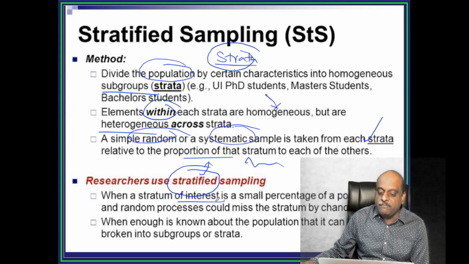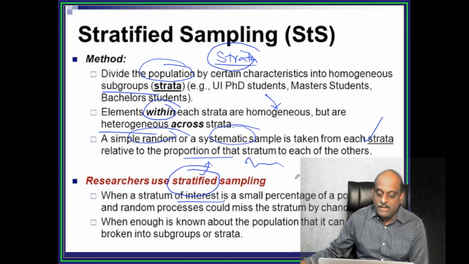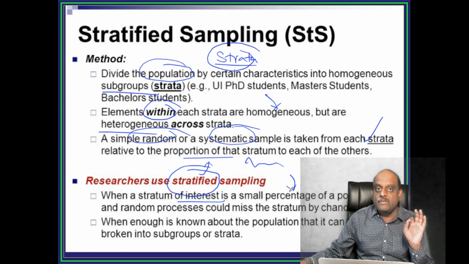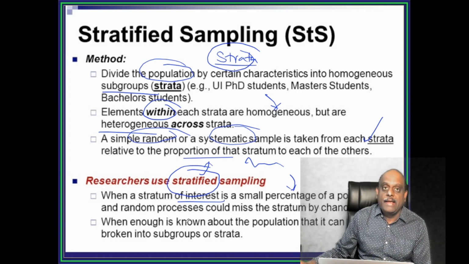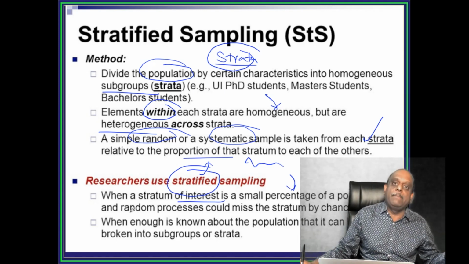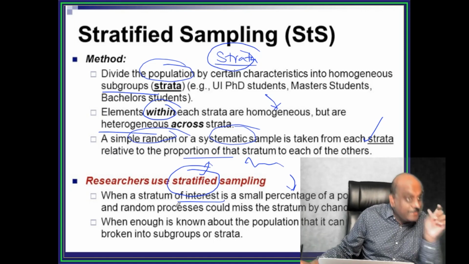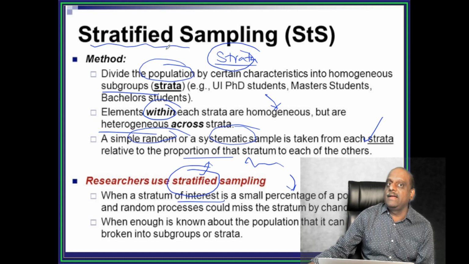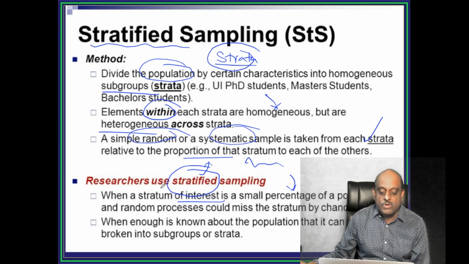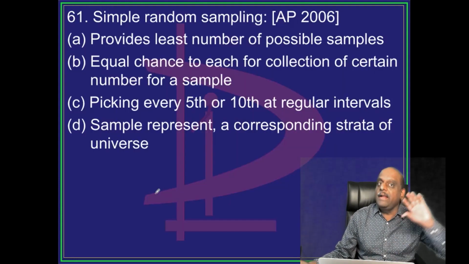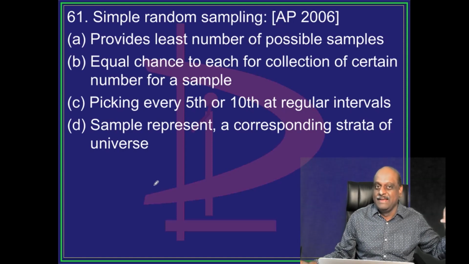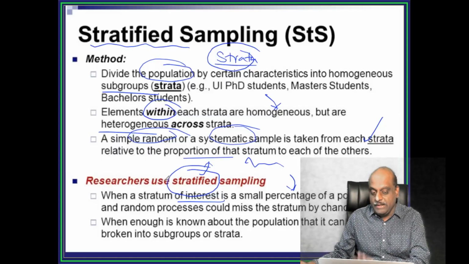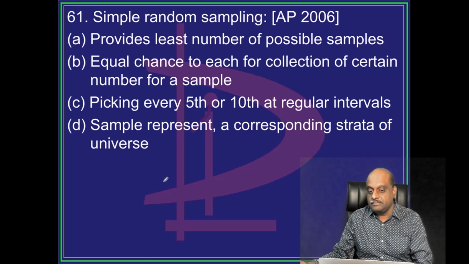So where do researchers use stratified sampling? Whenever the stratum of interest is a small percentage of the population, and if you use random sampling there is a chance of missing that little stratum, we use stratified sampling. That's what you need to remember. And in a heterogeneous population, we use stratified sampling.